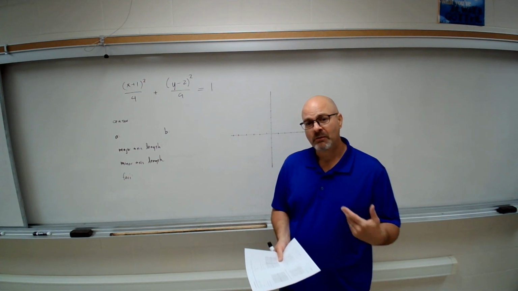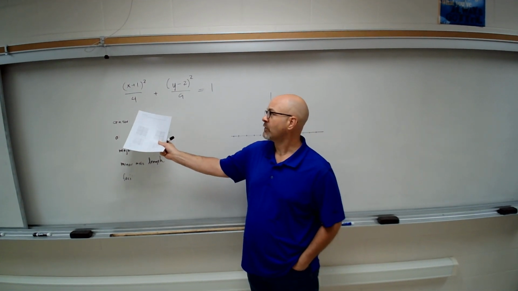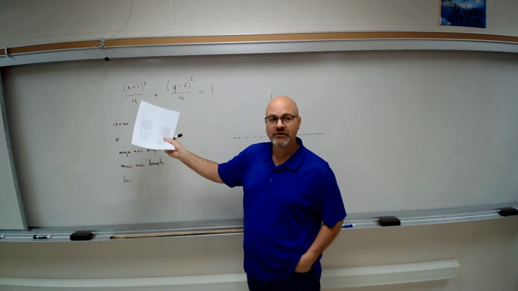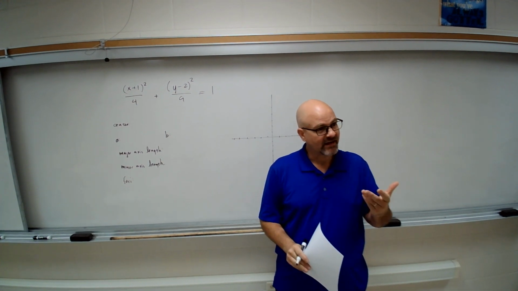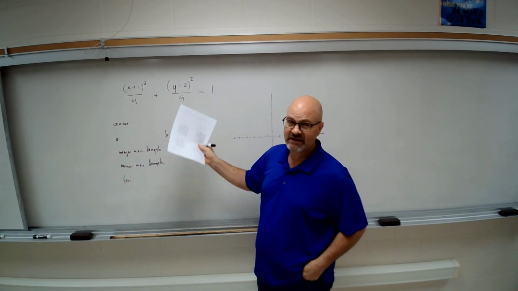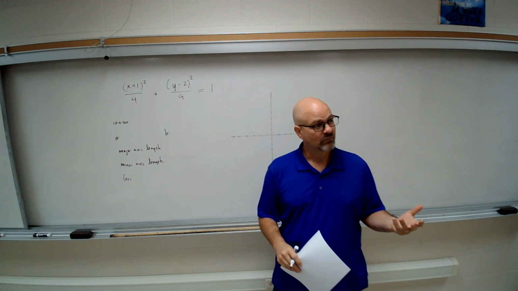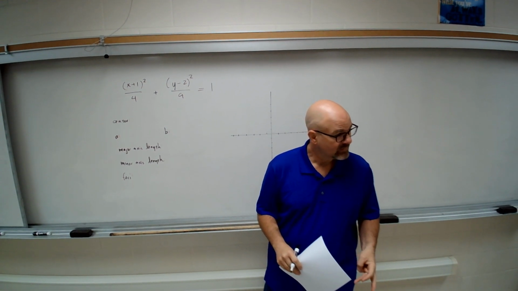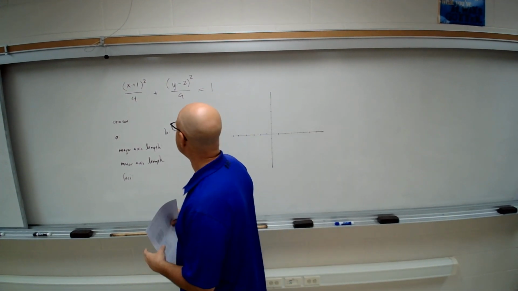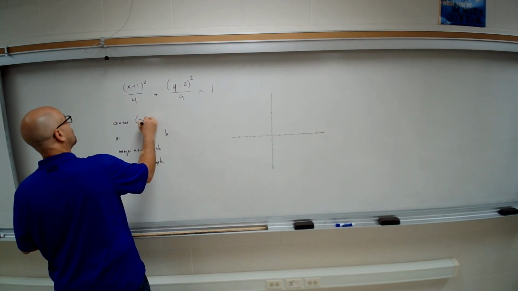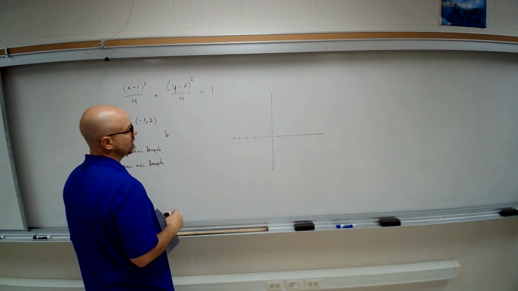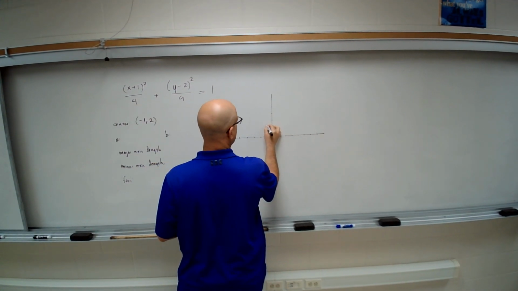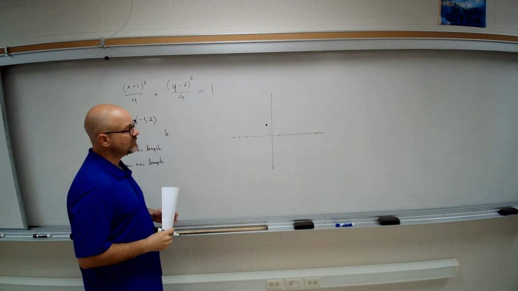And just like we saw with the circle, if you had x plus 1 squared, you knew the center had an x coordinate of -1. And if you had a y minus 2 squared, you knew the center had a y coordinate of +2. It's going to be the same thing here. So our center is going to be at -1, 2. We go ahead and plot that on my coordinate plane there.